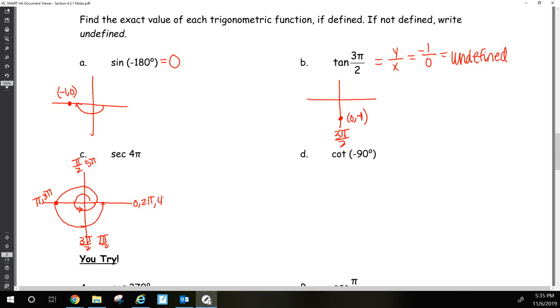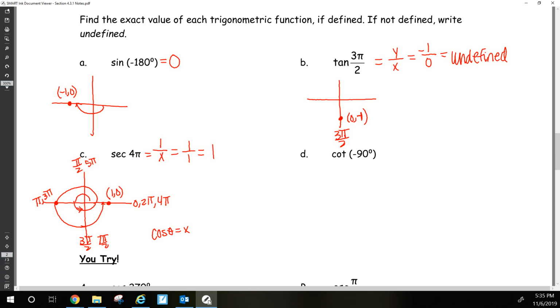All right, so this is the angle we're talking about here. This point is at positive 1, 0. Remember, secant is the reciprocal of cosine. What is cosine? Cosine is x. So the reciprocal of cosine would be 1 over x. And when we're at this point, that's 1 over 1, which is just 1.